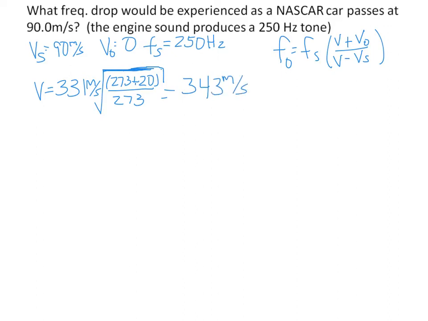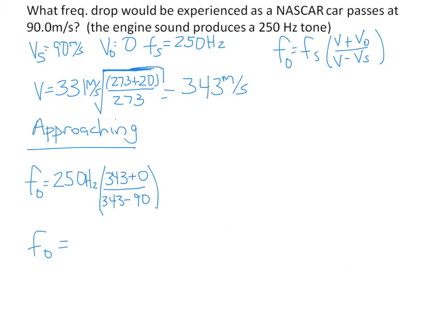And back to the equation over here. Fs is the frequency of the source, that's 250. V, I now know, is the speed of sound, which is 343. VO, nothing. The observer is just stationary. Vs is how fast the source is moving, which is 90 meters per second. So I'm going to have to plug it in and do the problem twice.